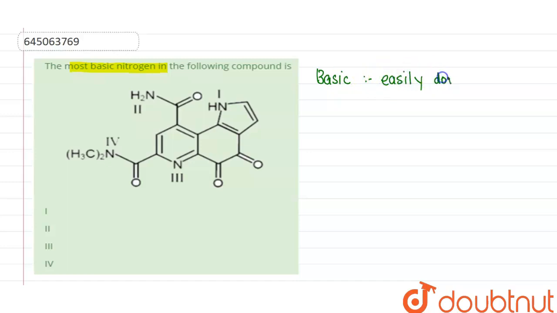Easily donate its electron pair. So if we consider any R, that is an alkyl group, present with this NH2 group, then this alkyl group is electron donating. So it will increase the basicity, it will increase the density around the nitrogen atom. So this nitrogen atom will be most basic.